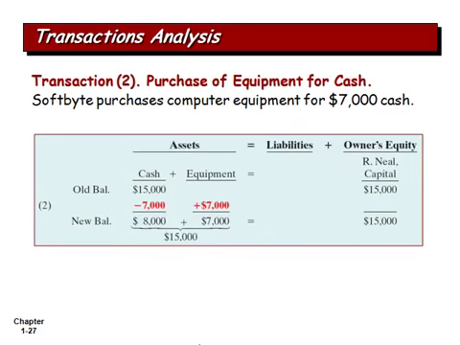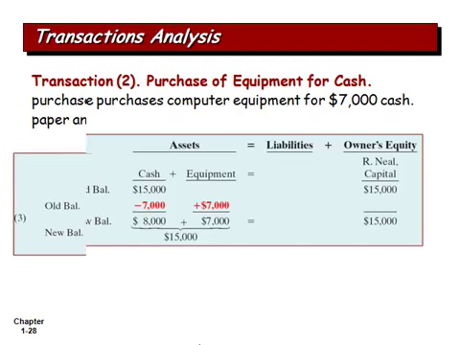The second transaction, they purchased some computer equipment. They paid cash for it. So we decrease cash by 7,000 and we increase an asset account called equipment by 7,000. So our assets equal 15,000. There's no liabilities. Owner's equity is still 15. So our accounting equation is still in balance.